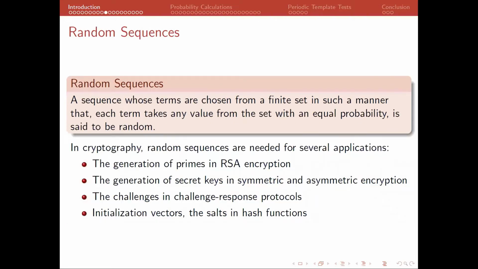And in this talk, I will talk about random sequences and how they are used in cryptography. It is very difficult to define a random sequence. We give this definition, though probably it's not correct mathematically: a sequence whose terms are chosen from a finite set, where each term takes each value with equal probability, is called random. In cryptography, they are used in several applications: salts, primes, secret keys, and challenges in challenge-response protocols.